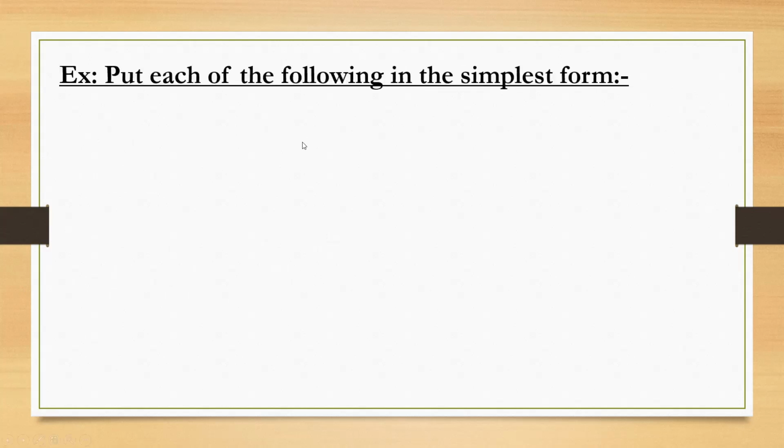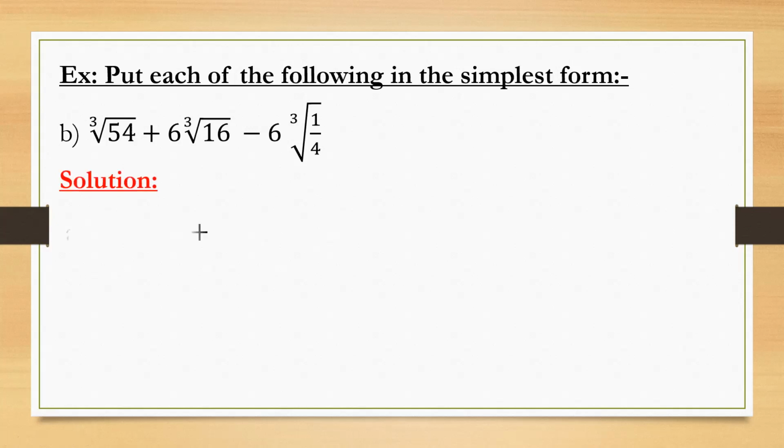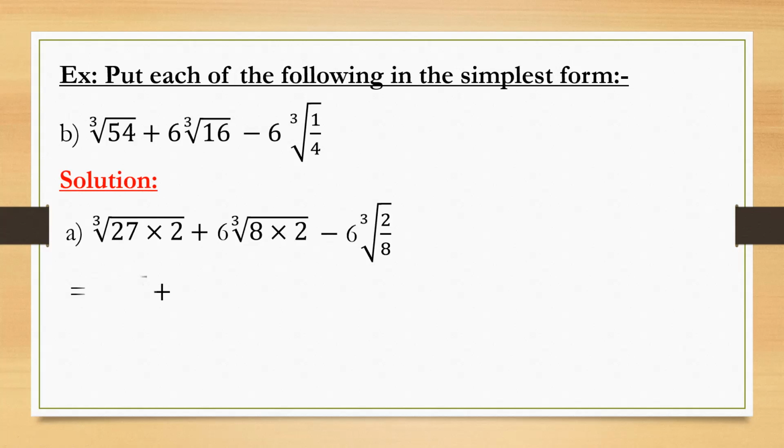Another example: put each of the following in the simplest form. Here I have the cubic root of 54 plus 6 times the cubic root of 16 minus 6 times the cubic root of 1 over 4. I'll distribute 54, 16 and 1 over 4. 54, I distribute it to 27 times 2 because 27 has a cubic root. The cubic root of 27 will be 3, but 2 will be written as it is.